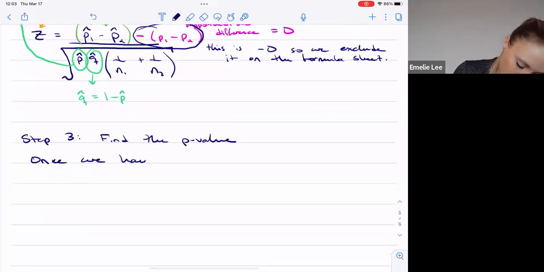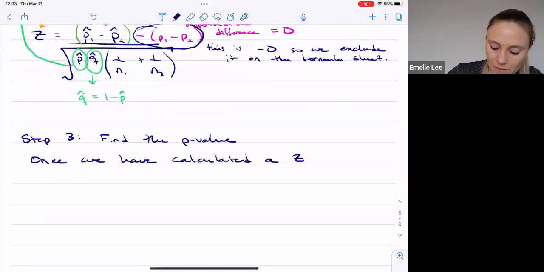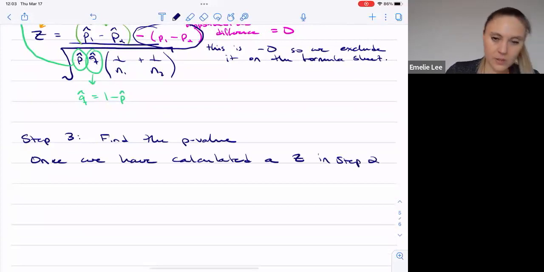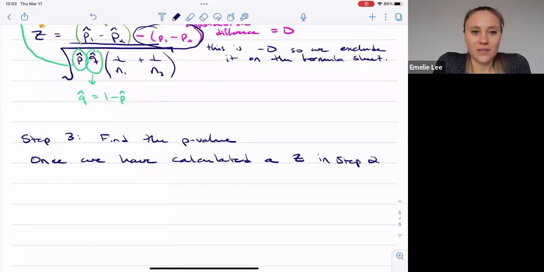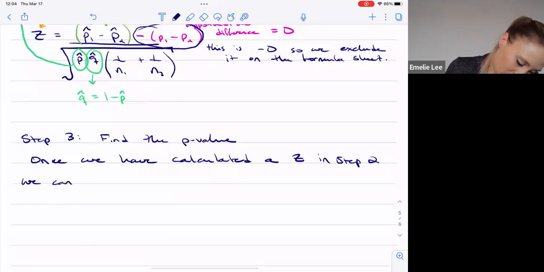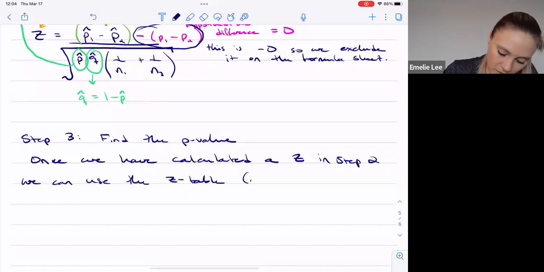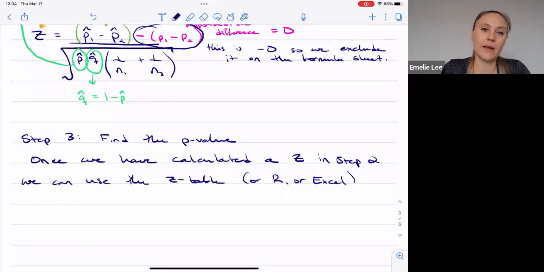Once you have calculated z in step 2, the z itself behaves the same as all other z's, right? So once we've calculated a z in step 2, we can use the z-table, or R or Excel if you like, Python, anything really. An online calculator probably gives you the probability of z.